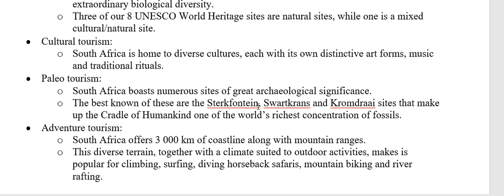Okay, in terms of paleotourism, remember paleotourism is when people come to visit sites of archaeological significance, all right? And again, we have lots of those. The best known ones is Sterkfontein, the Sterkfontein Caves. This is here by the Cradle of Humankind. Okay, Swartkrans, Kromdraai, all of them, they make up the Cradle of Humankind. And this is where a lot of fossils have been found, the skull of Mrs. Ples. Now, this is what they believe is the Cradle of Humankind. This is where humans kind of developed initially, etc.